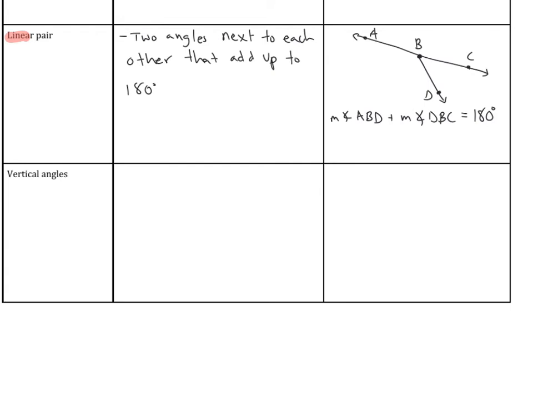All right, last but not least, we have vertical angles. These angles are formed from two intersecting lines. These are two angles across from each other.